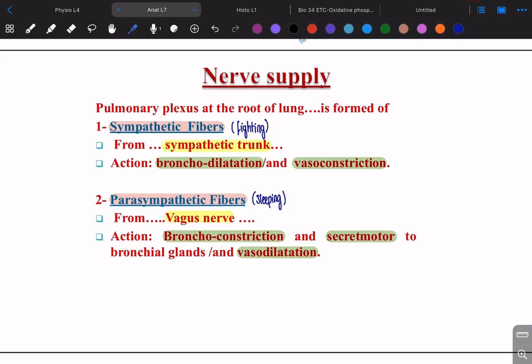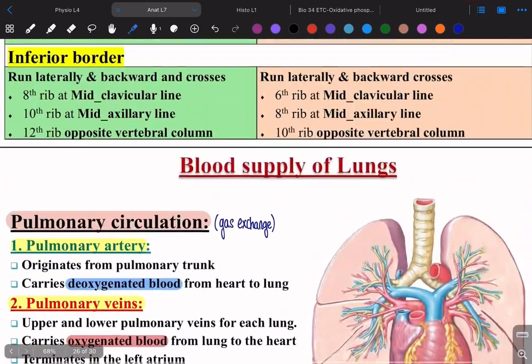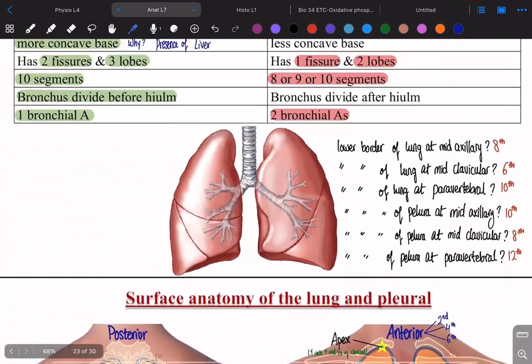And for the sympathetic fibers, they come from the sympathetic trunk. And the action is bronchodilation and vasoconstriction. So, by that we're done with the lecture. Let's go back to the table we said we're going to use for revision.